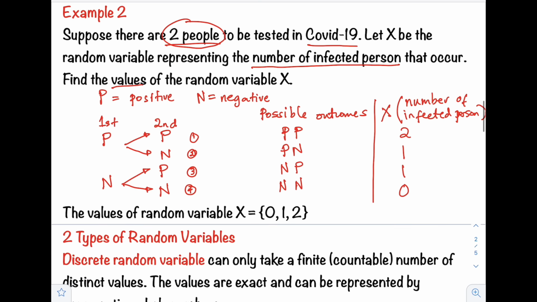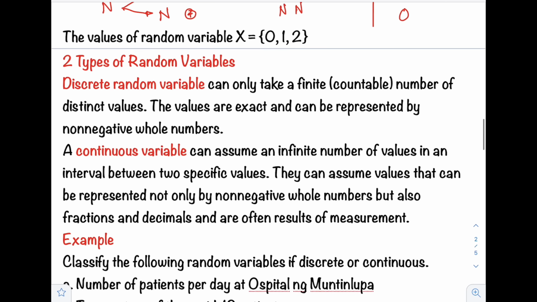Okay, so next, let's have the two types of random variables. So, the first type of random variables is yung discrete random variable. So, this variable can only take a finite number of distinct values. So, the values are exact and can be represented by non-negative whole numbers. So, meaning, sa discrete random variable natin, yung values natin dito was na-obtained by using counting.